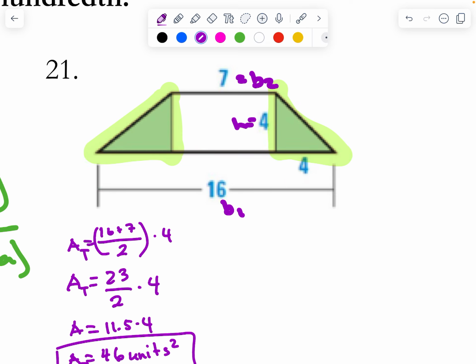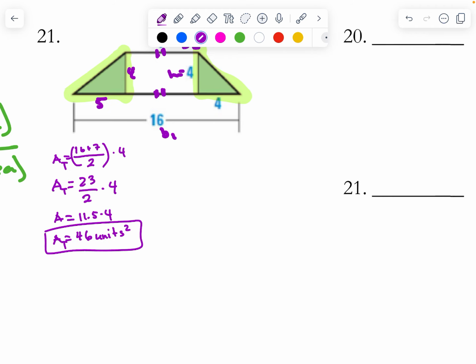However, I also know that this side is going to be congruent to this side. So therefore, not only is this 4, but this is 7. So that means the total here is 11. So if I subtract 11 from 16, this over here will be 5. I have my height of 4. So now I can find the areas of my two triangles.